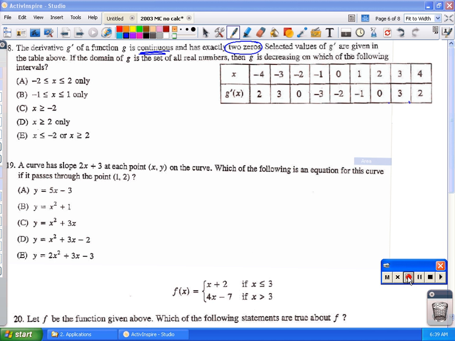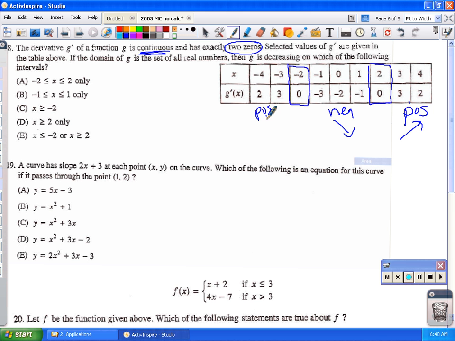Selected values of the first derivative are given in the table above. If the domain of g is a set of all real numbers, then g is increasing on which of the following intervals? Well, the first thing I notice is that the first derivative is equal to 0 at -2, and the first derivative is equal to 0 at +2. I notice that the outputs for the first derivative here are positive, function increasing, negative, function decreasing, and then positive, original function increasing, because remember these are first derivative values, so the original function is increasing on A.